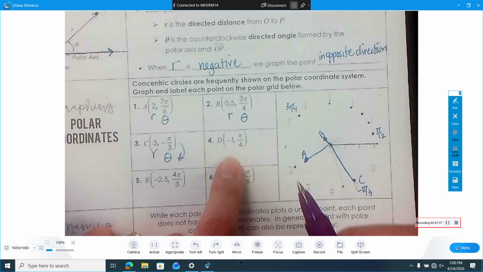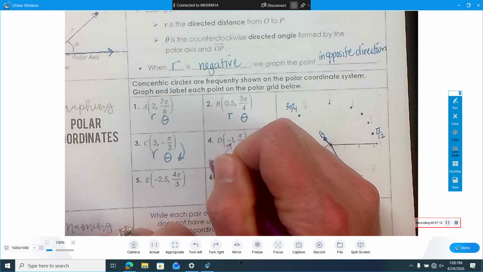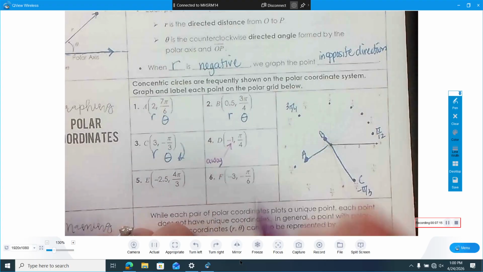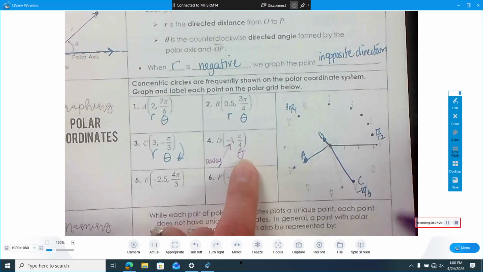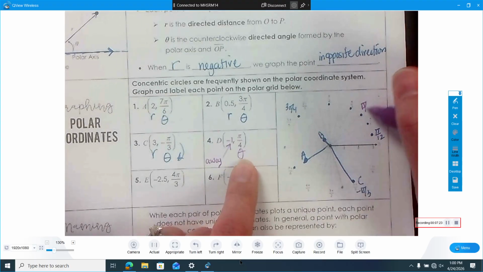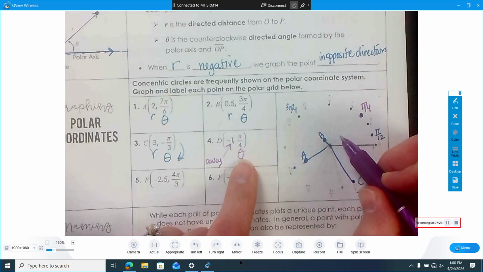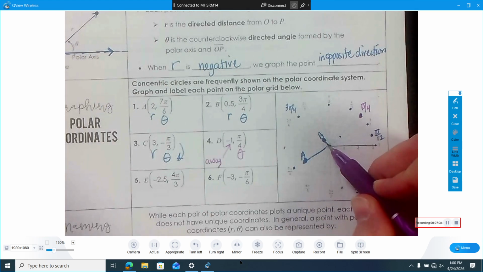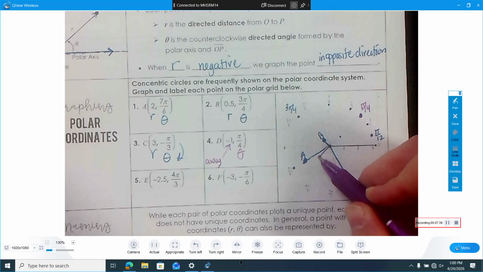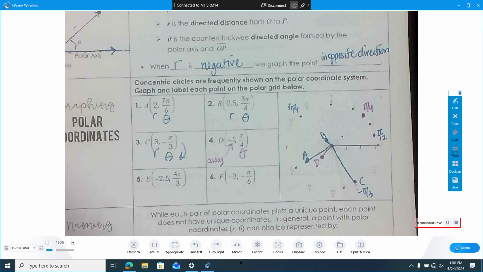Okay. Here we have a negative radius. That's going to go away from our angle because it's negative. So I'm going to go to my angle theta, which is at pi over 4. Pi over 4 is right here. Normally, I go 1 unit towards the angle. But because it's a negative radius, I'm going to go exactly in the opposite direction. So I would be going backwards 1 whole unit. So there is point D. It goes away from the angle.